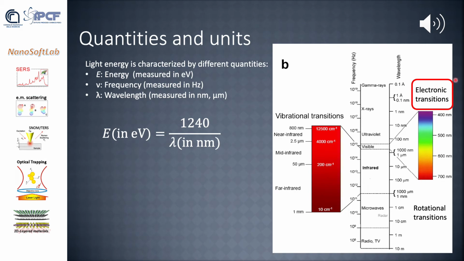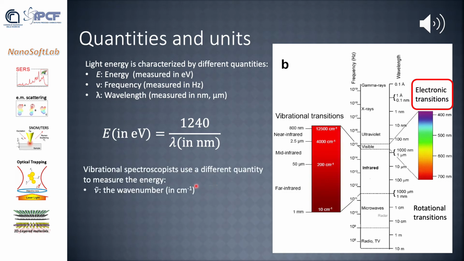Electronic transitions occur in the so-called visible range, that is between 400 nanometers and 700 nanometers. Vibrational spectroscopists use a different quantity to measure the energy, that is the wave number. The wave number, expressed with nu tilde, is the inverse of the wavelength of the radiation measured in centimeters. So, nu tilde is measured in centimeters to the -1. As a rule of thumb, we can calculate the wave number in centimeters to the -1 just dividing 10 to the 7th by lambda in nanometers.